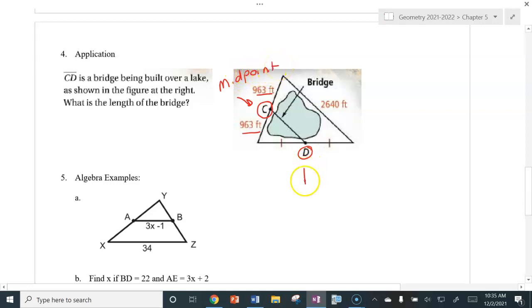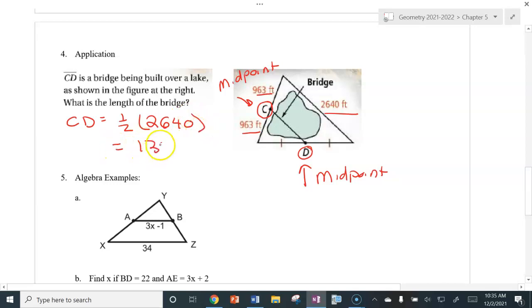And then on D, they marked both sides the same, so that's a midpoint. This means that line segment CD is a midsegment. So your length CD is going to be 1/2 the length of that third side, which they gave us, 2,640 feet. So 1,320 feet. That's your length.